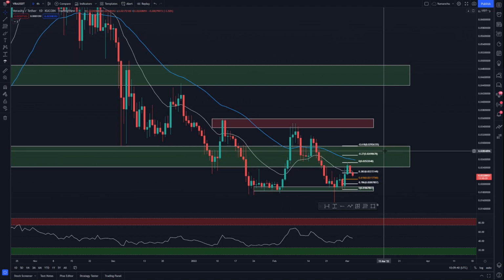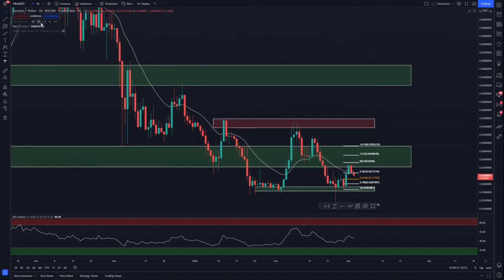I'm not holding any VRA at the minute, but if we do get back above that 50 and the market does start turning around, I might put a position in and see if we can ride it up and use some of these levels to take profit. And that does lead me on to some take-profit regions now.